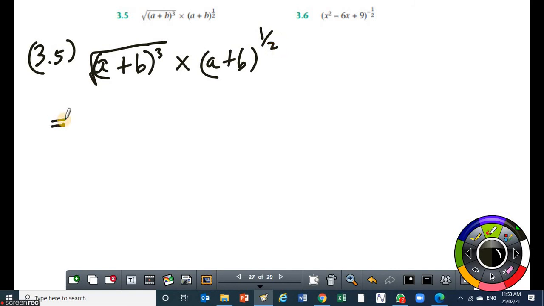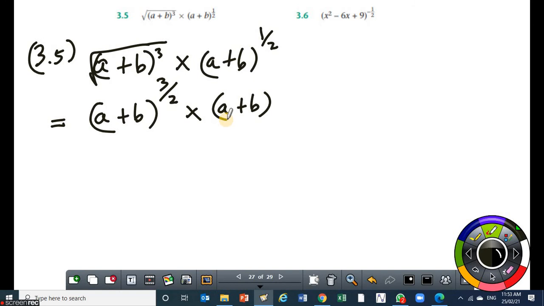I'm going to say this is equal to, I'm going to remove the square root sign. Since this 3 here is outside the bracket, when I remove the radical sign, it becomes the numerator of the rational exponent. So I can write that as a plus b all raised to the power of 3 over 2 times a plus b raised to the power of the half.